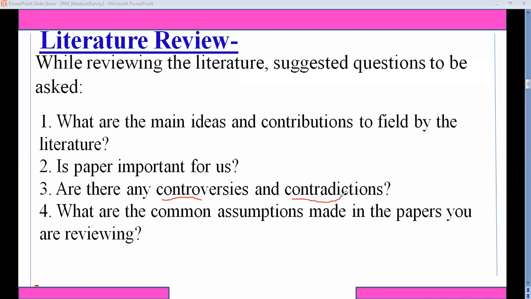Then comes, what are the assumptions made in the paper? What are the assumptions made in the given paper? What are common assumptions made by others? We have to see whether there is any difference between the assumptions made by various papers, or whether it is the same. Write down those assumptions. What assumptions are made?